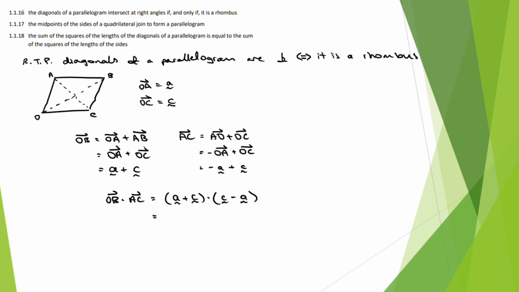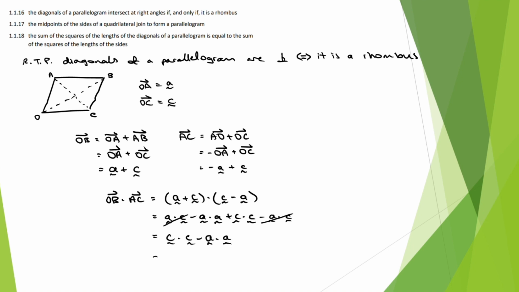And if we expand that out, that's going to be A dotted with C minus A dotted with A plus C dotted with C and minus A dotted with C. Okay? So we can cancel these out because they're equal, and so we end up with C dotted with C minus A dotted with A.